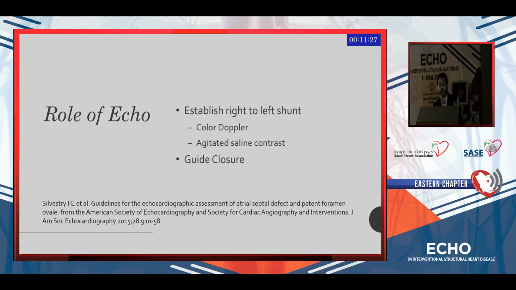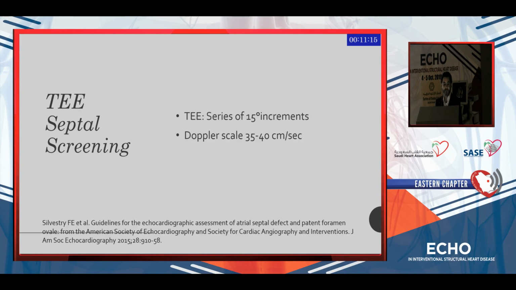So what's the role of echo? First, we need to establish the diagnosis of PFO by establishing right to left shunt, either by color Doppler or mainly agitated saline contrast, and also to guide closure. If we're speaking about transesophageal echo, then you have to sweep in 15-degree increment to make sure that there is no PFO or there is a PFO. And your Doppler scale should be lowered below 40.